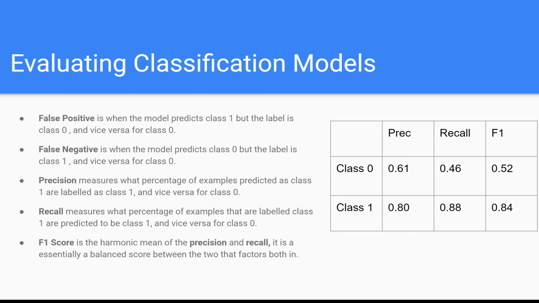For precision, of all the examples that we predicted to be class 1, 80% of those were labeled class 1. And that's pretty good considering what we just did on class 0. And then for recall, we got 88%. That means that of all of the examples that were labeled to be class 1, we predicted 88% of those to be class 1. So even better. And then the F1 score is in between those two, it's 0.84. And so that's what that means.